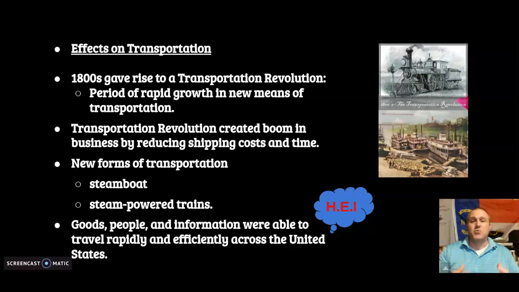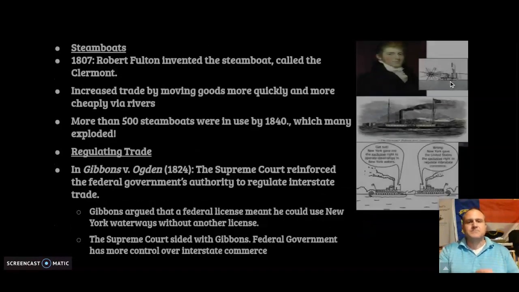It creates a boom in businesses by reducing shipping costs and shipping times, right? A lot faster than horse and carriage, and we'll cover that in a minute. So think about your theme of geography, human environmental interaction. Goods, people, and information were able to travel more efficiently and quickly across the United States. So that's a big theme about the human environmental interaction. The transportation revolution really hits that one hard.